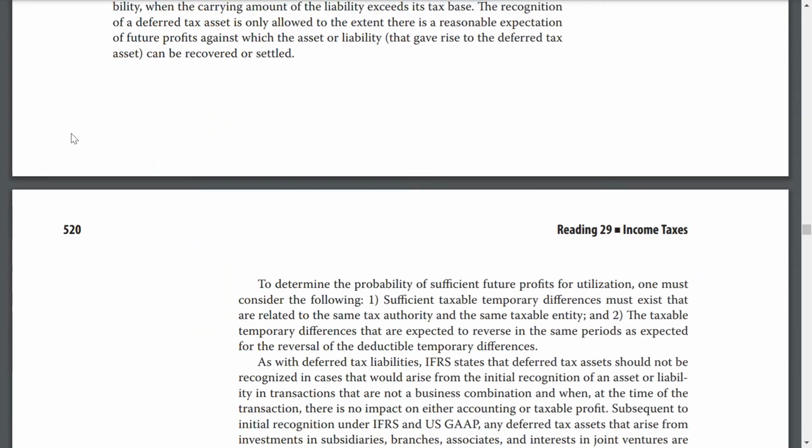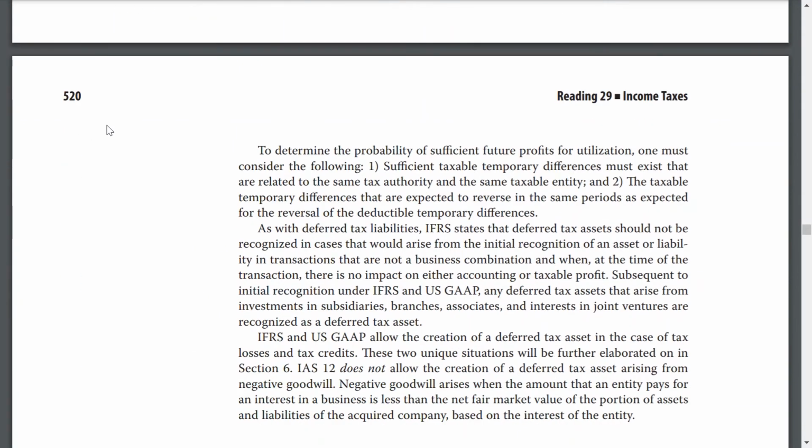To determine the probability of sufficient future profit for utilization, one must consider the following. One, sufficient taxable temporary differences must exist that are related to some tax authority and some taxable entity, and two, the taxable temporary differences that are expected to reverse in the same periods are expected for the reversal of the deductible temporary differences.